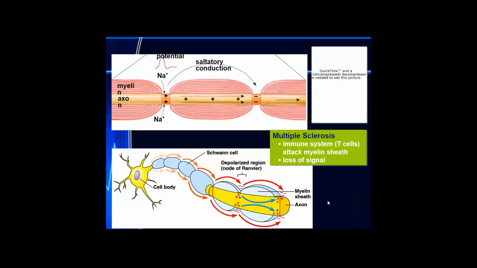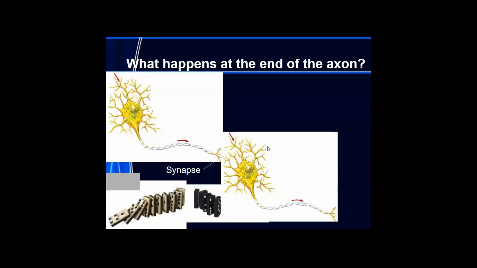Multiple sclerosis is an example of a genetic disorder that affects your nervous system by deteriorating the myelin sheath, this outer covering here. So if you deteriorate the myelin sheath, signals are not being sent appropriately. So there's a loss of signal, and so the cells are no longer talking to each other.